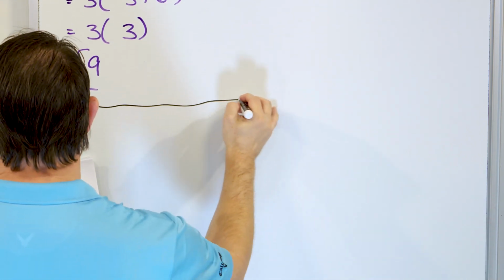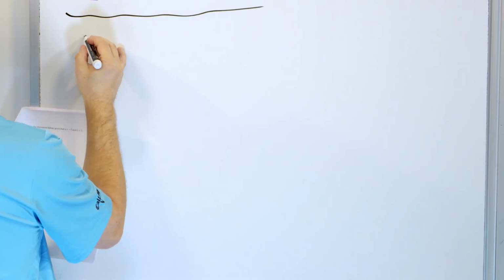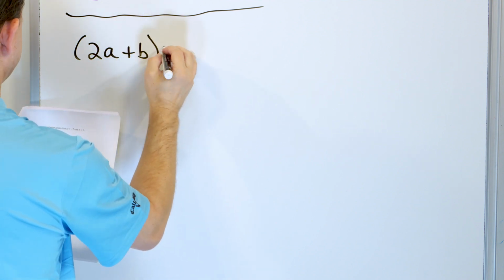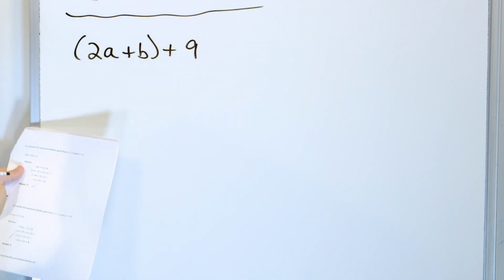Let's get a little more practice here. You see, these don't take too long to do. What about 2(a plus b) plus 9? 2 times the quantity a plus b, and then plus 9.